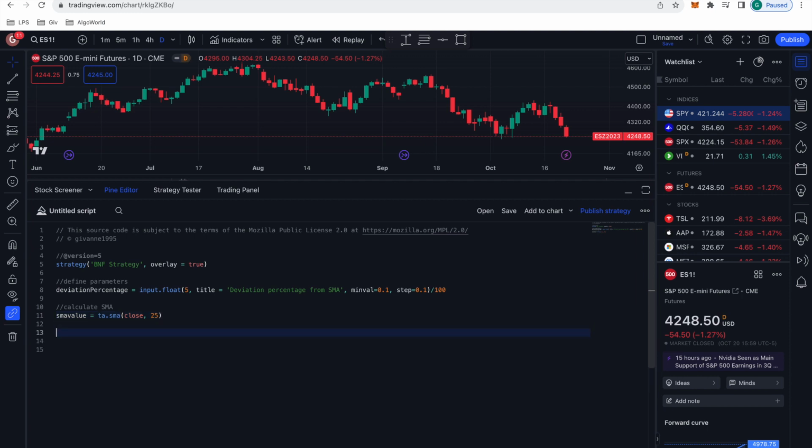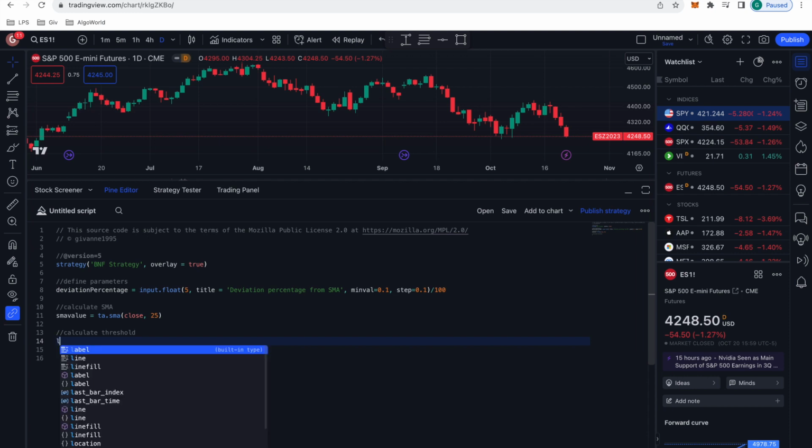Calculate the threshold. All right. And this is where we're going to create the upper and lower bands, as I told you. So lower band, and let's call it lower threshold, because I don't want you guys to highly focus on Bollinger band, because I don't want you guys to mess up.